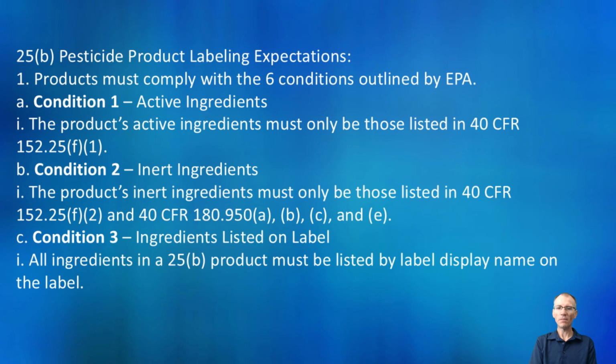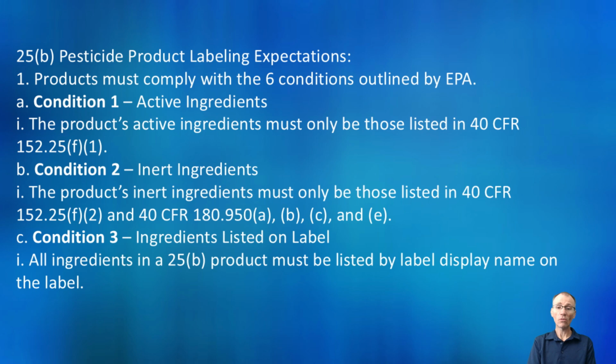1. Products must comply with the 6 conditions outlined by EPA. A. Condition 1, active ingredients. The product's active ingredients must only be those listed in 40 CFR 152.25 F1. B. Condition 2, inert ingredients. The product's inert ingredients must only be those listed in 40 CFR 152.25 F2 and 40 CFR 180.950 A, B, C, and E.